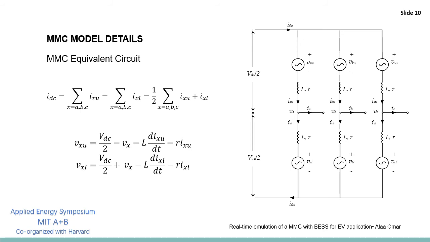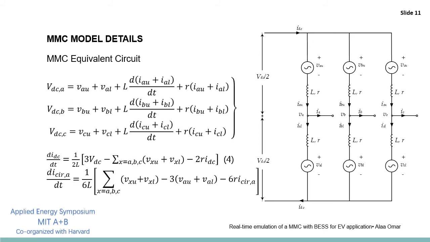There is no DC link here, but the DC current in the bus bars can be represented as the total currents in the upper arm or in the lower arms of the converter. Considering also the VDC of the converter, the inductance of the arm, and the resistance of the arm, the arm voltage can be represented as shown in these two equations.